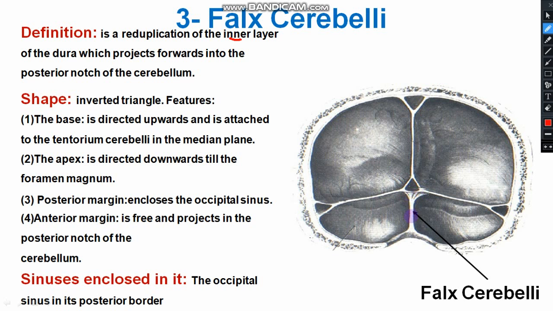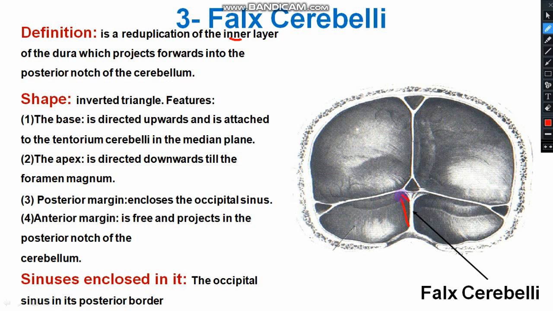The base is directed upward and attaches with the tentorium cerebelli in the median plane, whereas the apex is directed downward till the foramen magnum. This is an anterior and this is a posterior margin. The posterior margin encloses the occipital sinus, whereas the anterior margin will move like this.